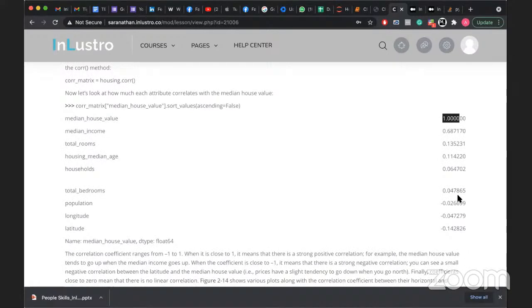That means they're inversely related to each other. The higher the population, the lower the price. Obviously, because more people are there, the area is going to be less expensive, so the price is lower. It's very dense, right? Likewise for longitude and latitude.